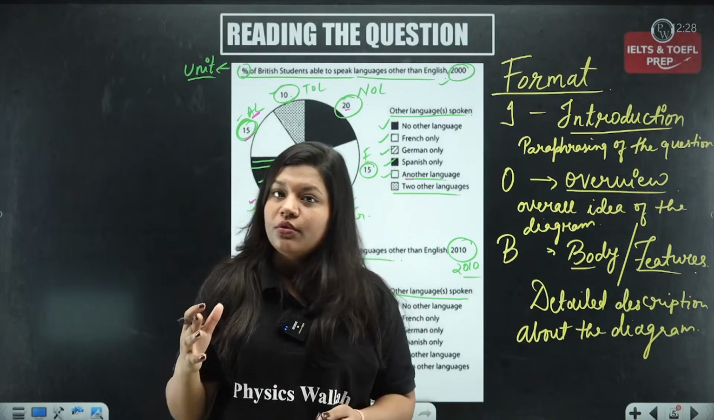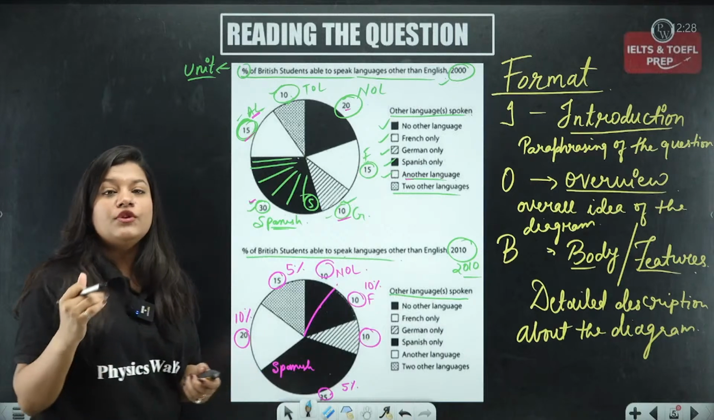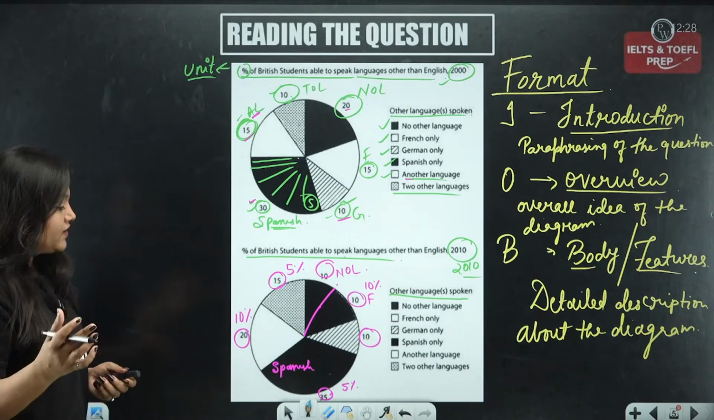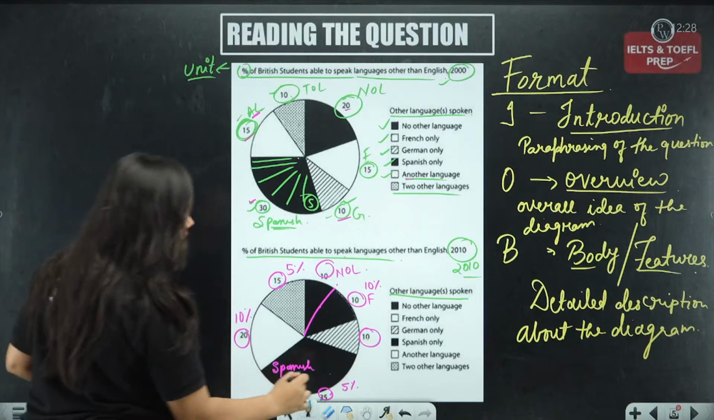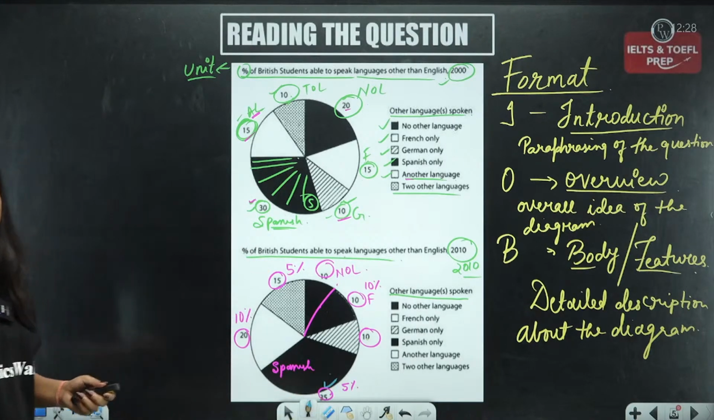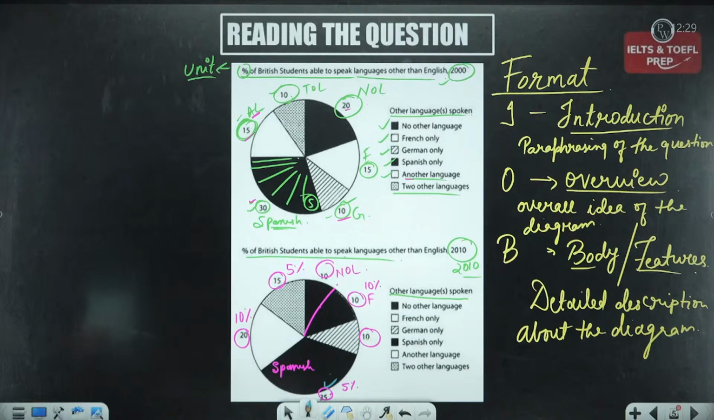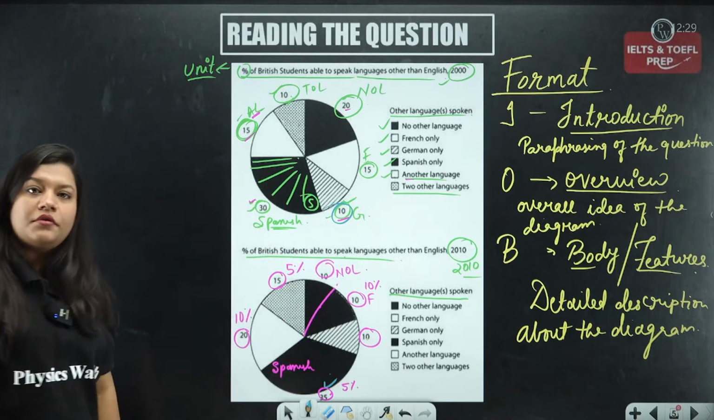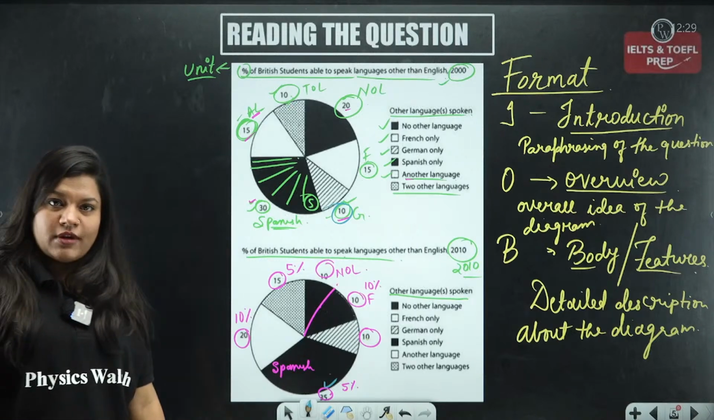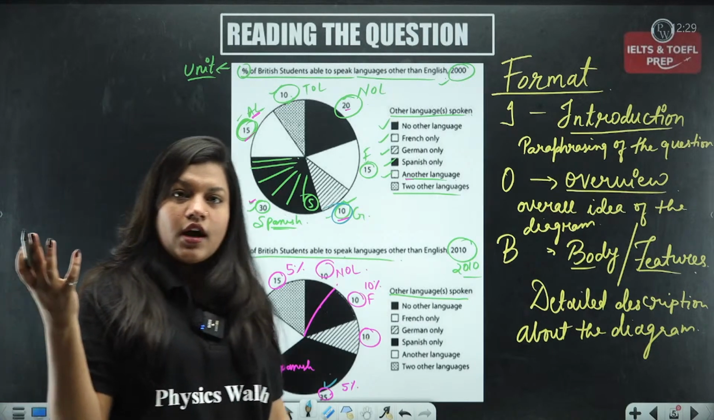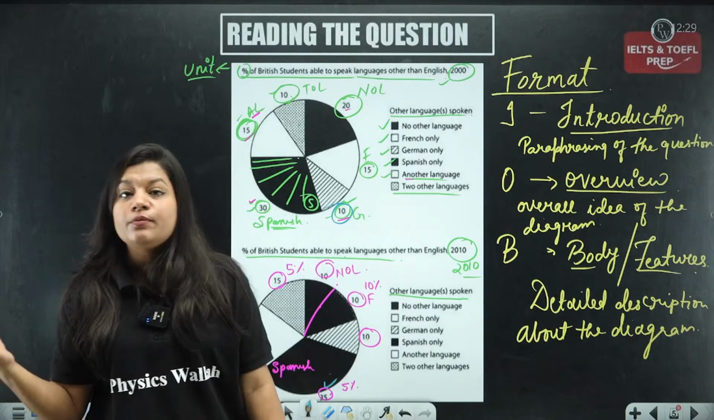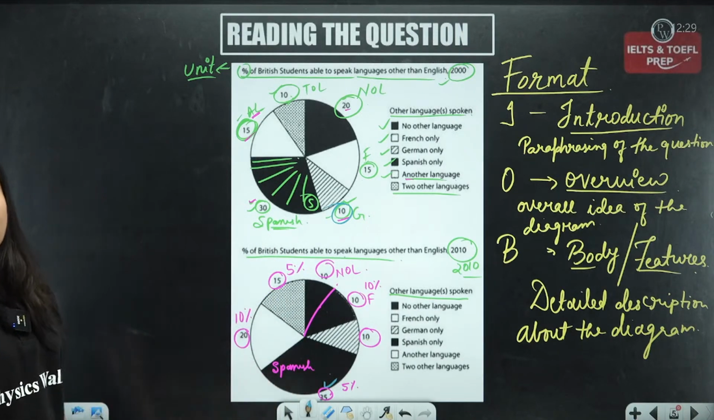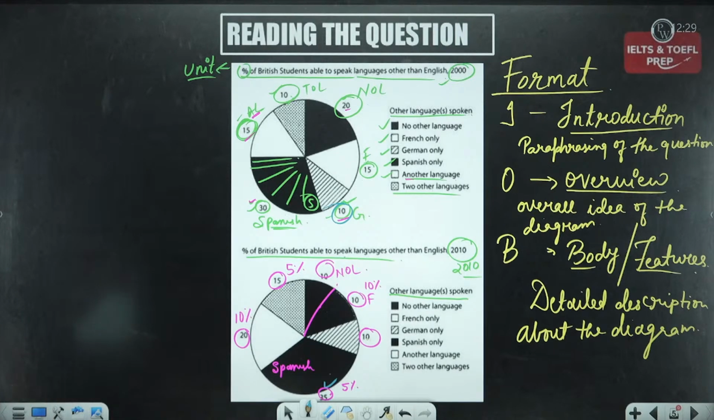So what you are going to do is just write which is the highest data and which is the lowest data. When I say highest data and lowest data, you will see one of the most highly spoken languages is Spanish over here, and one of the least spoken languages was German. So this is what you need to mention: which one is the highest spoken language and which one is the lowest spoken language. That's all. And the rest of the languages have shown certain fluctuations. Got it? So yes, let's write it.